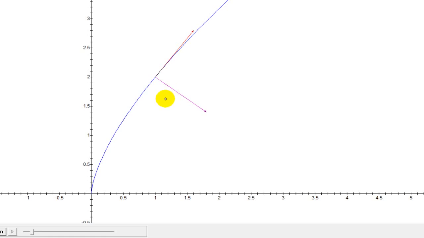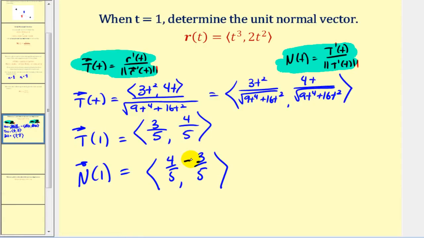We know that because the unit tangent vector points in that direction. And remember, the unit normal vector points in the direction the curve is turning. It's turning to the right, and therefore the unit normal vector will have to point to the right. And that tells us that if this vector was in component form, the x component would be positive and the y component would be negative because it points to the right and also down. So that tells us we must change the sign of the y component here.